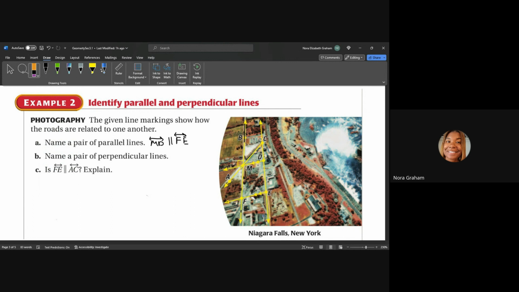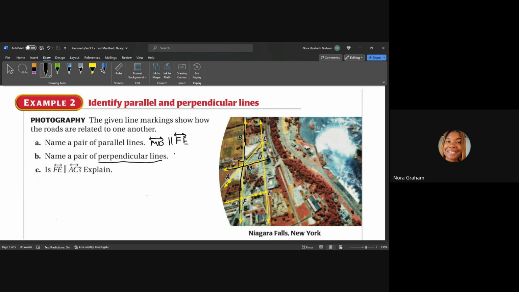All right, let's clean this up before we go on to B. For B, they want us to name a pair of perpendicular lines. Remember, for our perpendicular, we have the annotation of this little square box, which means when those two lines intersect or cross, they're going to form a 90-degree angle. So I want to see what lines involve this box. The line BF involves this box, and the line MD involves this box.